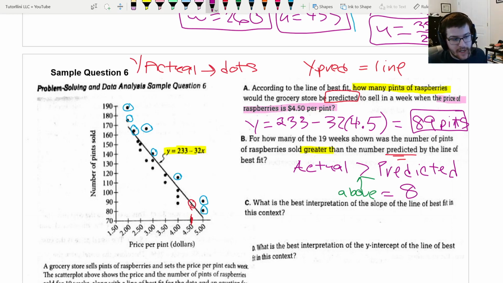So writing down that inequality, literally translating word for word what they told us, and then making sure actual's on the left side of the inequality, it makes it a lot easier to interpret. So don't just see the word greater than and then go, oh, it's asking me above. That's not necessarily true. You got to read it carefully.